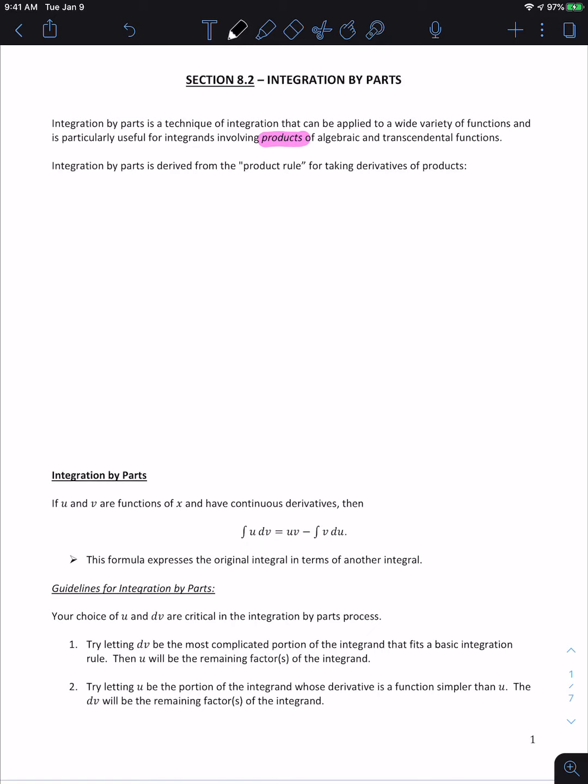Okay, so integration by parts is derived from the product rule for taking derivatives of products. So say I wanted to find the derivative of u times v, right? Two functions, u and v. Well, I would say, okay, leave the first one alone, derivative of the second, plus leave the second alone, derivative of the first, right? Another notation instead of the Leibniz notation is just putting primes, right? So I could rewrite this as uv prime plus vu prime, right? And I could write this as uv prime.